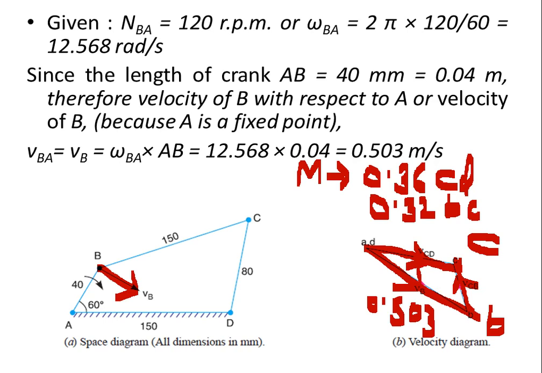Yes, tell me. Sir, CD 0.38. 0.38. Okay, nearer to that only. Okay, 0.36, someone had told. Okay, 0.36, 0.38. CB, sir, 0.23. 0.32? 0.23, eh? Yes, sir, 0.23.